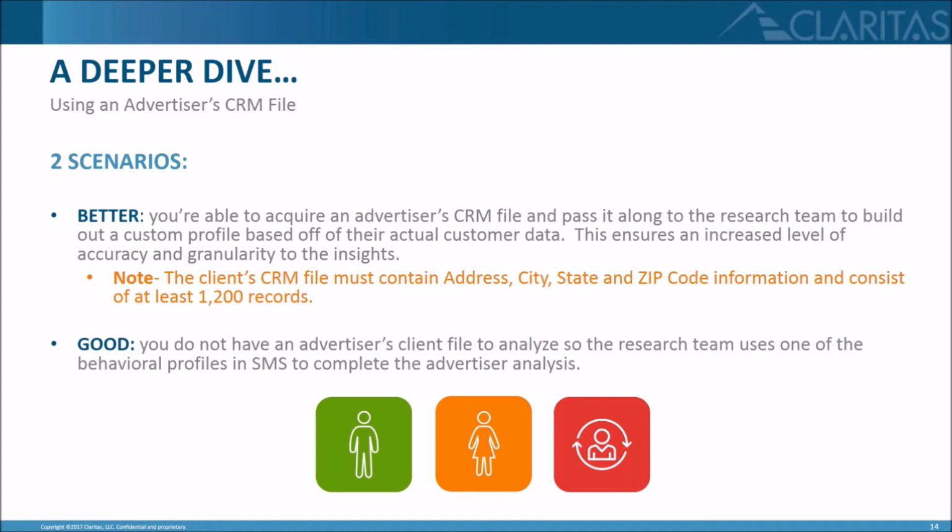If it is possible, you can ask your advertisers for their CRM or customer file. When you are able to acquire their actual customer file, then the research teams can build out custom insights based off their actual data. This will increase the accuracy of the output. A few important notes here. You need to be sure that the client's customer file contains address, city, state, and zip code information, and that it has at least 1,200 records. This will help deliver another layer of granularity to the customer insights.